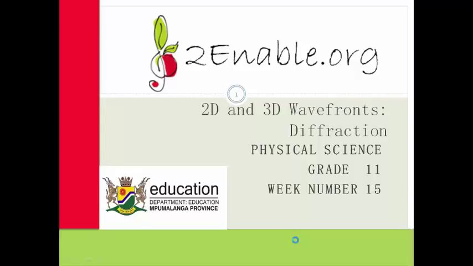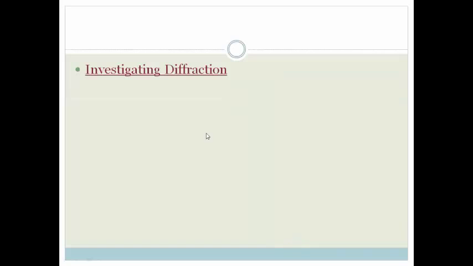Good day, grade 11s. Welcome to your second lesson on diffraction in 2D and 3D wavefronts. In this lesson, we're going to go into a little bit more about single-slit diffraction. In the last lesson, we learned about Huygens' principle, and that explained how diffraction works. And in this lesson, we're going to look at exactly what happens when light is shone through a single-slit.